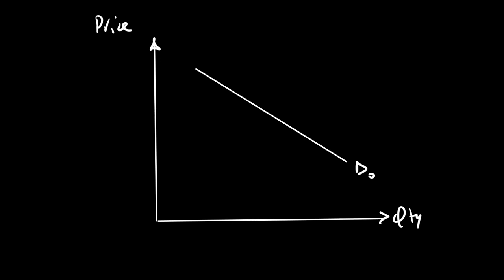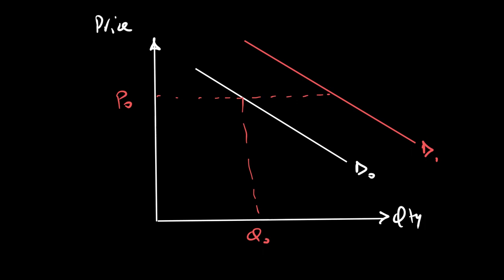And something which is a non-price factor can make the demand curve shift to the right, and this is what we call a rise in demand. Why is that so? Because pick any price, let's say P naught. If you were previously buying Q naught, you will now buy more of that good, you'll buy Q1, right?